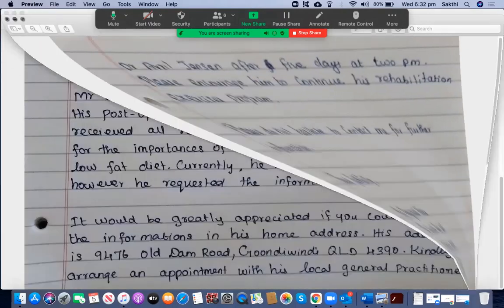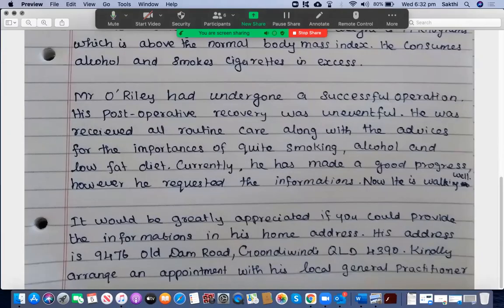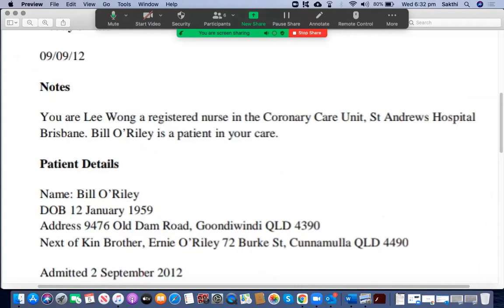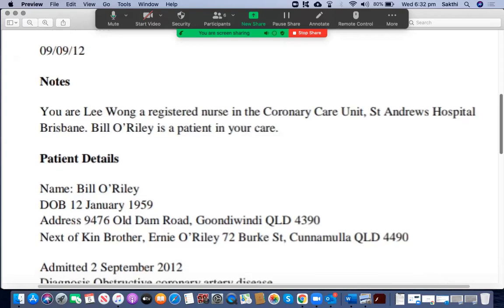If they have given the name in the case notes, that needs to be exactly replicated. And you don't need to write down the full address here. You don't need to say coronary care unit, St. Andrews, blah blah blah. It's not needed. You can just simply mention your name and your designation. That's it. If the name is not available, you can just write down the designation only. Yours faithfully, the registered nurse. Don't write anything else. Let's go to the next one.